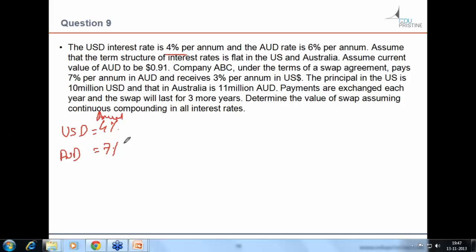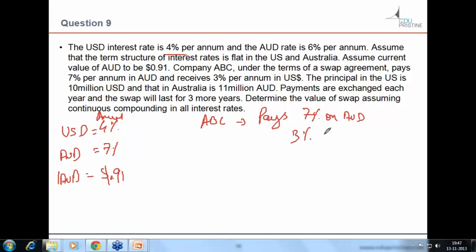Okay, that gives 1 Australian dollar can buy 0.91 USD. Company ABC pays 7% on AUD, and receives 3% on USD.